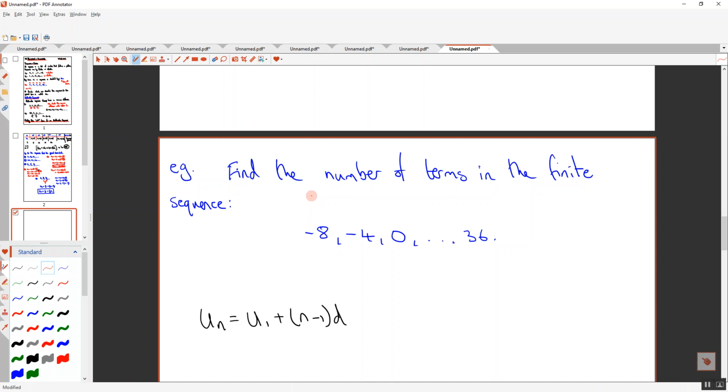Looking at this, -8 is the first term, U1. So that's term number 1, when n is equal to 1. -4 is U2, that's when n is equal to 2. This is U3, when n is equal to 3. This term, I don't know what n is equal to. I don't know what number along here I have to go. But I know that un is that value, 36. U3 is 0, U2 is -4, and so on. So I need to figure out what n is.